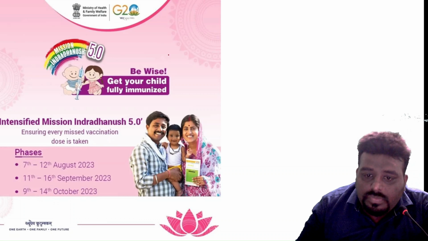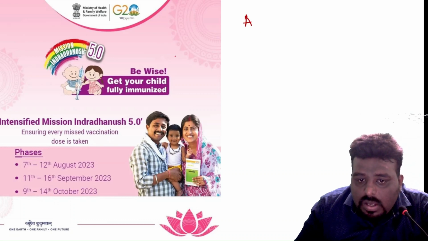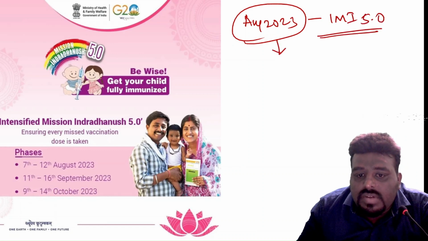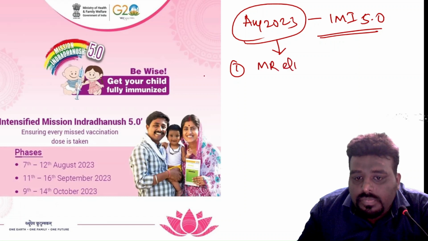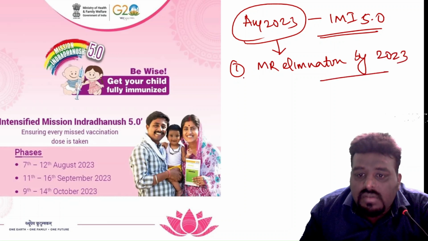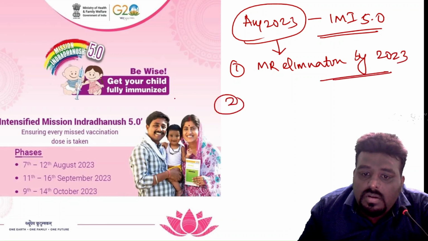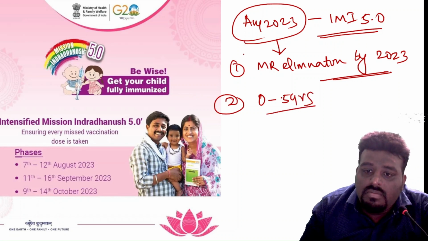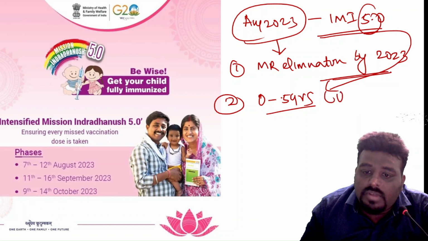Now, last month, August 2023, we launched this IMI 5.0. What are the differences in this? Now we are targeting MR elimination. We need to eliminate MR this year itself, 2023, and instead of 0 to 2 years, we have now enhanced the coverage to 5 years. How I remember it: 5.0 means under 5, till 5 years, plus pregnant women.